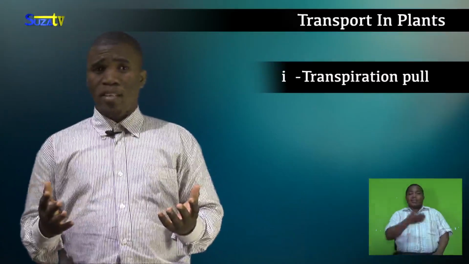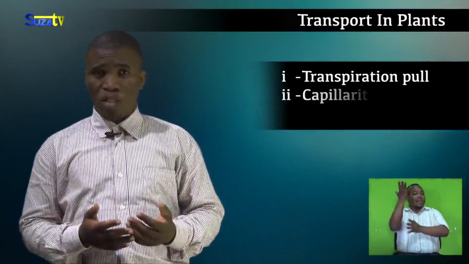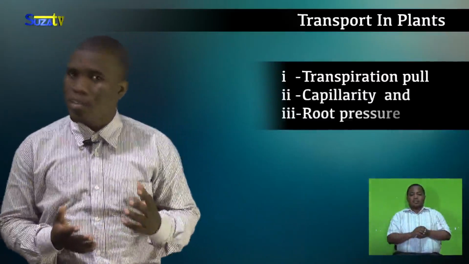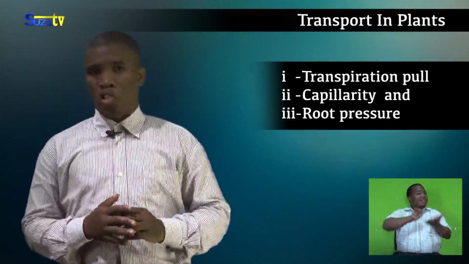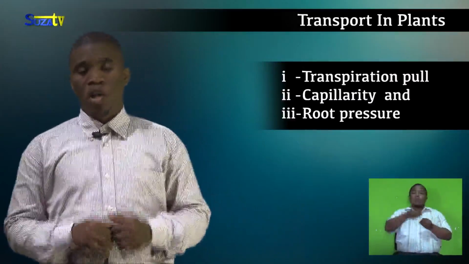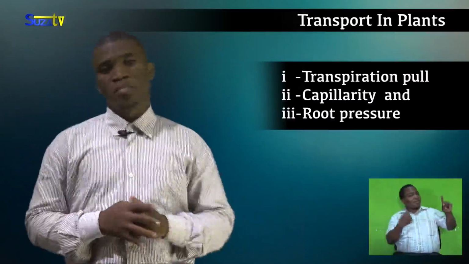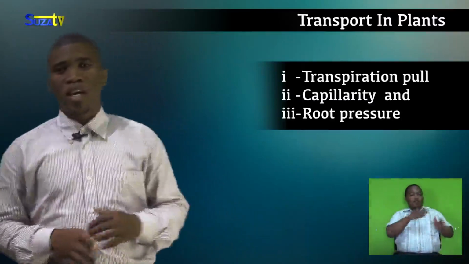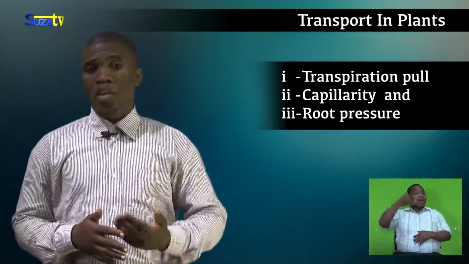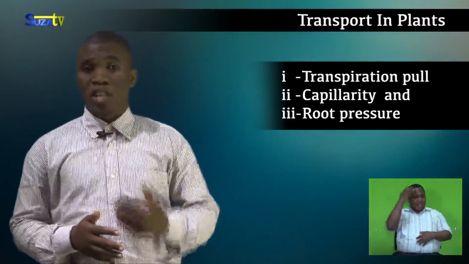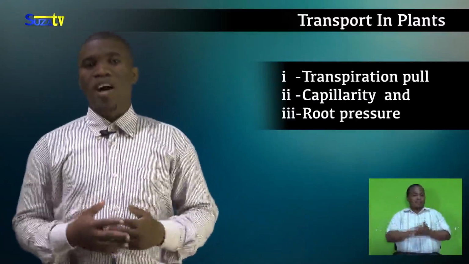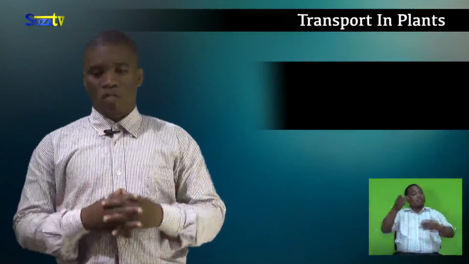Processes like transpiration pull, capillarity, and root pressure enable plants to transport water and manufactured foods from one place to another. My dear students and other viewers, after explaining the concepts and knowledge of transport in plants, let's now move to another aspect, which is the components of the vascular system.